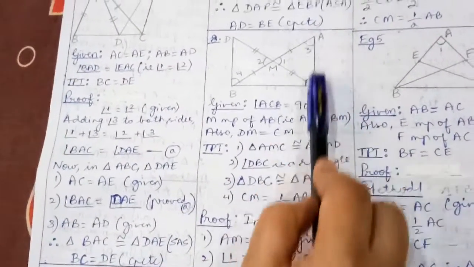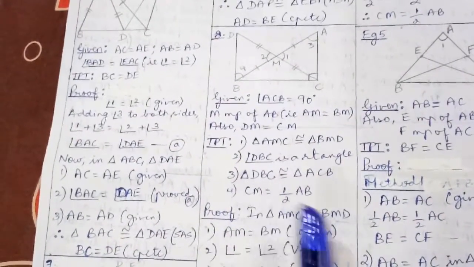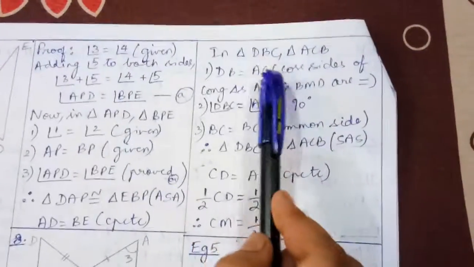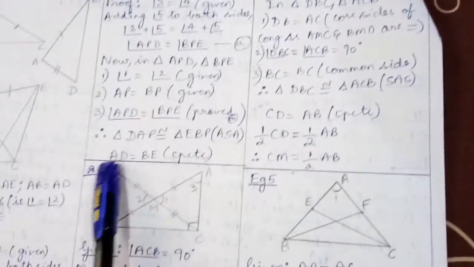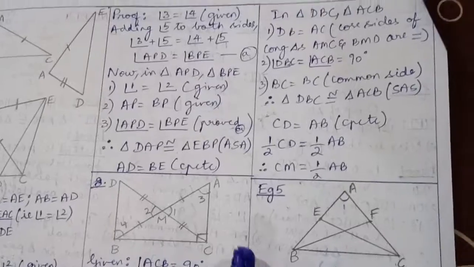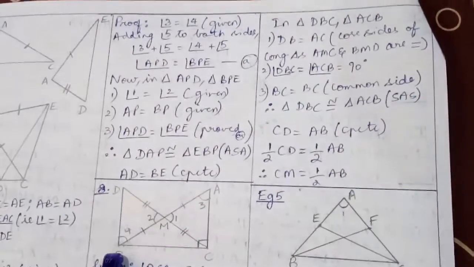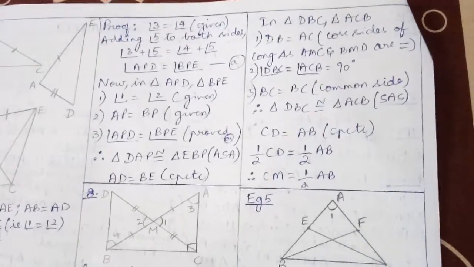Alright, so now we need to show that these two right triangles are congruent to each other. Let's see the information we have. Take up the two triangles, DBC and ACB. What do we know in these two triangles? See, these are the two triangles. So we know that DB of triangle DBC equals AC of triangle ACB.